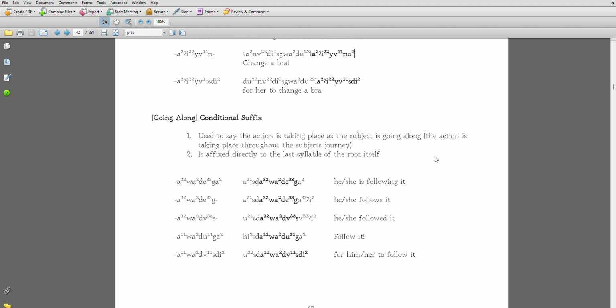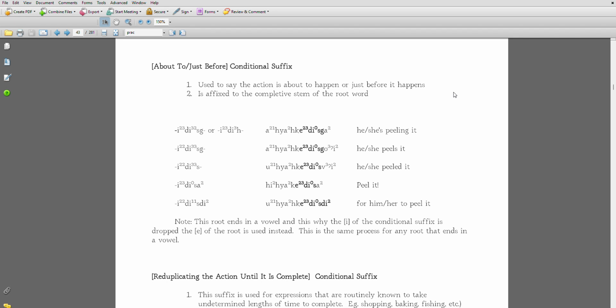Going along conditional suffix. Used to say the action is taking place as the subject is going along. The action is taking place throughout the subject's journey. It is affixed directly to the last syllable of the root itself. Astautega. He or she's following it. Astautegoi. He or she follows it. Ustautasai. He or she followed it. Histautuga. Follow it. And ustautasti. For him or her to follow it.